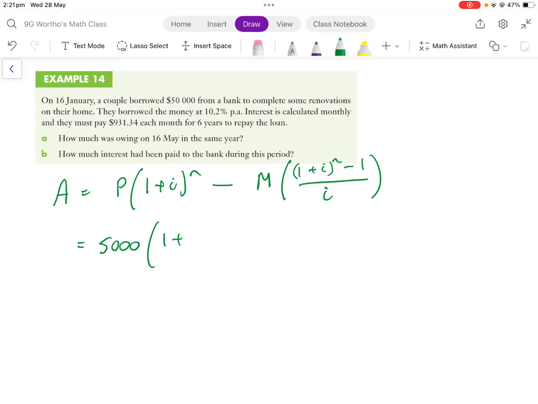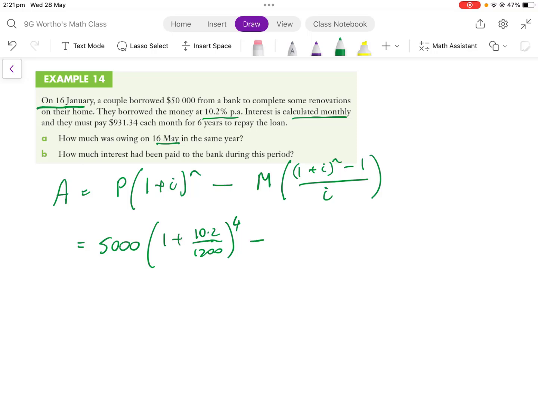And then our interest, now the interest is 10.2% per annum, but it's monthly. So you need to divide that 10.2 by 12. So I like to do it as a 10.2 divided by 1200 because you need to get it into a decimal. So 10.2 divided by 100, then divide again by 12. Now looking at this one, they started on the 12th of January and we want to know how much is owing in May. That's 4 months. So the time of compounding events would be 4.